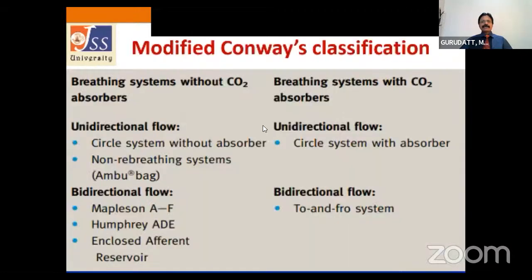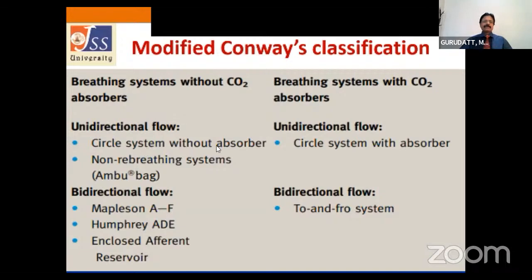So that is done by the Conway's classification, that is a modified Conway's classification. With this, basically the breathing systems are classified based on whether there is a provision for carbon dioxide absorption or not. Suppose the breathing systems without carbon dioxide absorbers or with carbon dioxide absorbers. Again, each one of them has been classified as having either a unidirectional flow or a bidirectional flow.